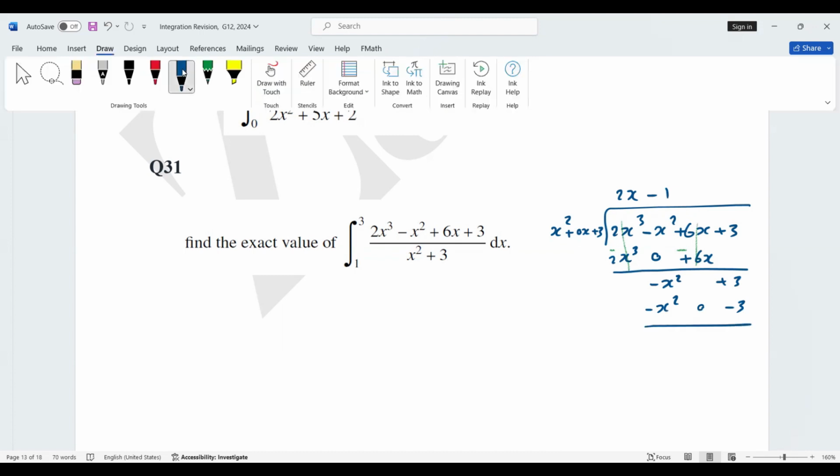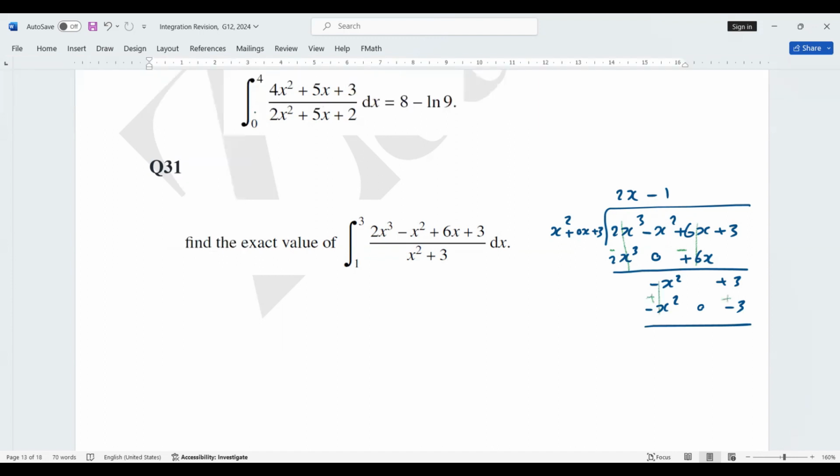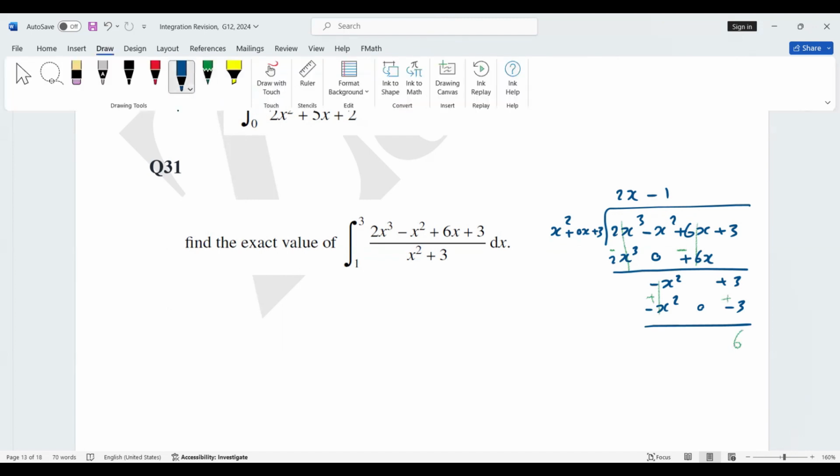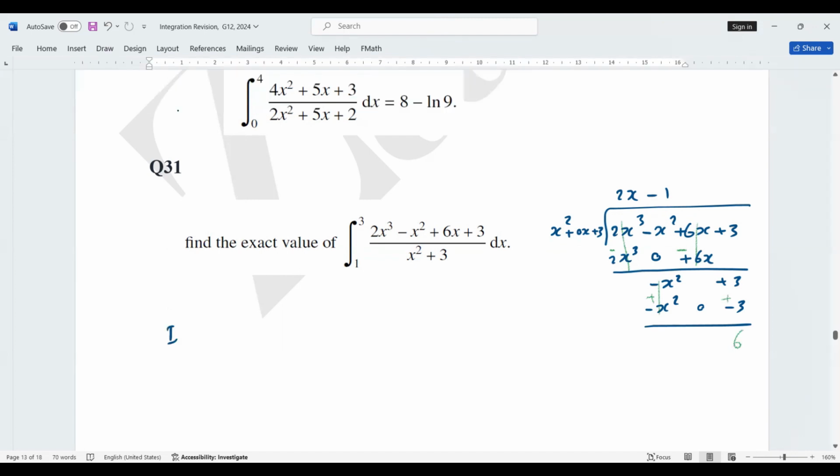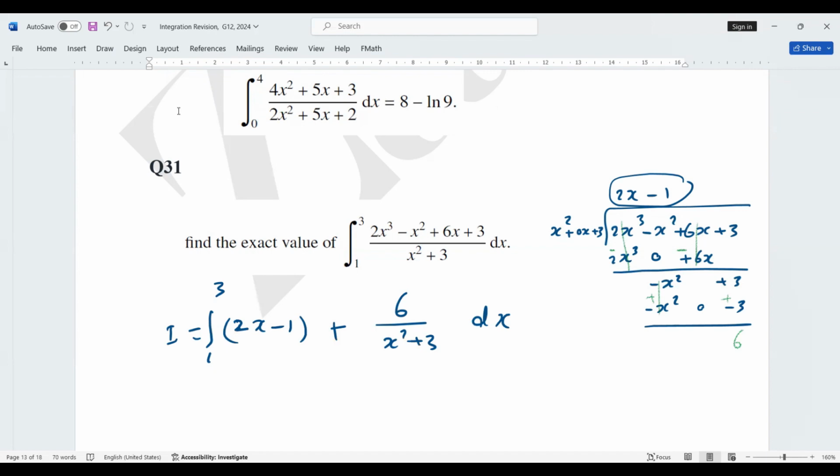Subtract, change the sign. So this positive will be cancelled, and this positive will be 6. So the remainder is 6. Then the integration is from 1 to 3. This is the quotient: 2x minus 1 plus 6 over x squared plus 3, dx. Okay?